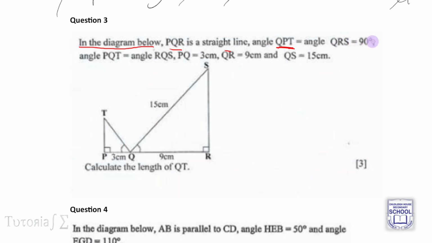And QRS is equal to 90 degrees. Then angle PQT is equal to angle QRS, so these angles are equal. And what else? PQ is 3 centimeters and QR is 9 centimeters, and QS, which is here, is 15 centimeters.